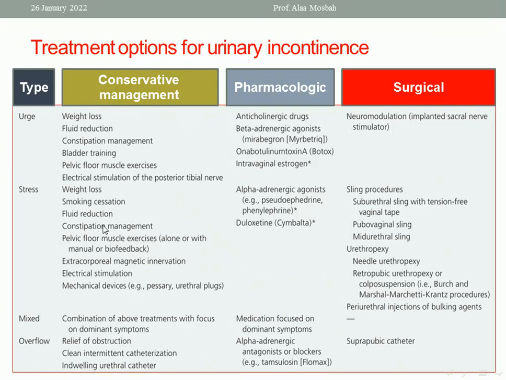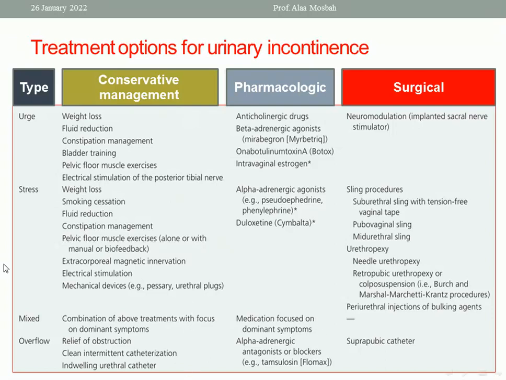What is the pharmacological treatment in case of stress incontinence? Alpha-adrenergic agonists like pseudoephedrine and phenylephrine. And what other medication? Duloxetine. What is the surgical treatment in case of stress incontinence? Sling procedures like suburethral sling with tension-free vaginal tape, pubovaginal sling, mid-urethral sling, urethropexy, needle urethropexy or retropubic urethropexy, or colposuspension like Burch colposuspension, or Marshall-Marchetti-Krantz. Periurethral injection of bulking agent, as I said before, collagen or Teflon paste.